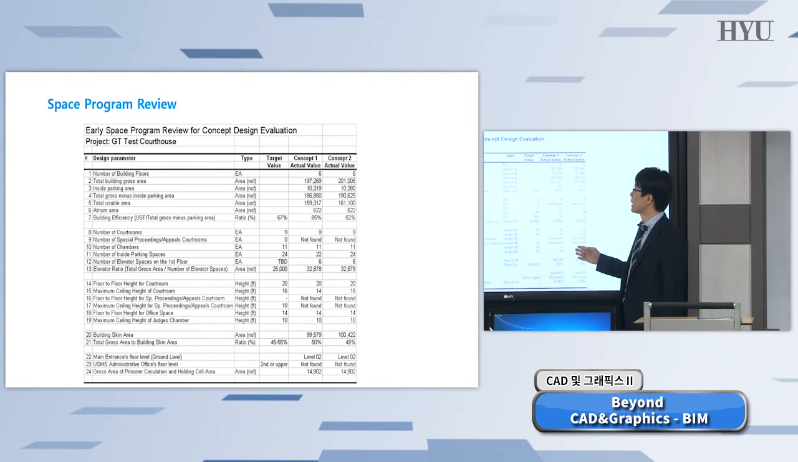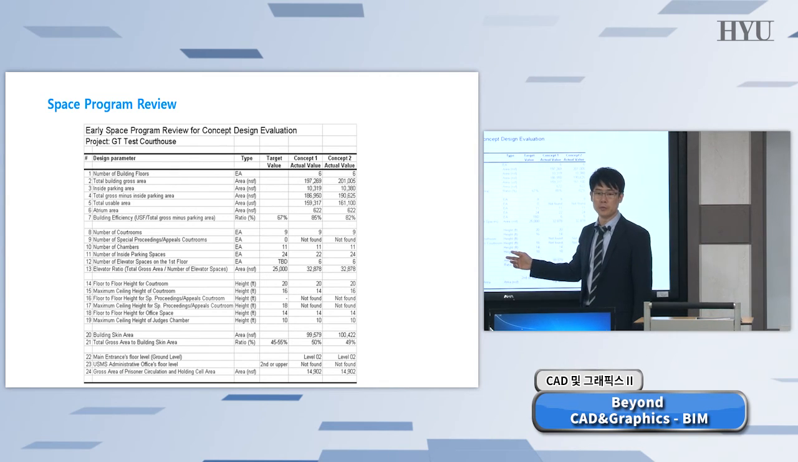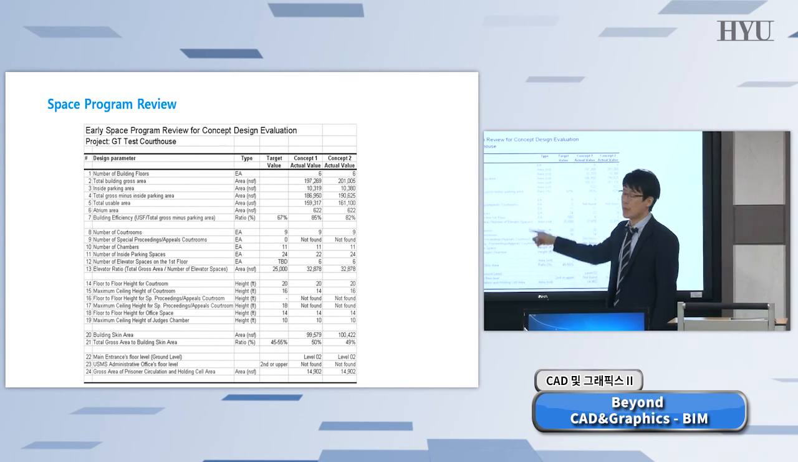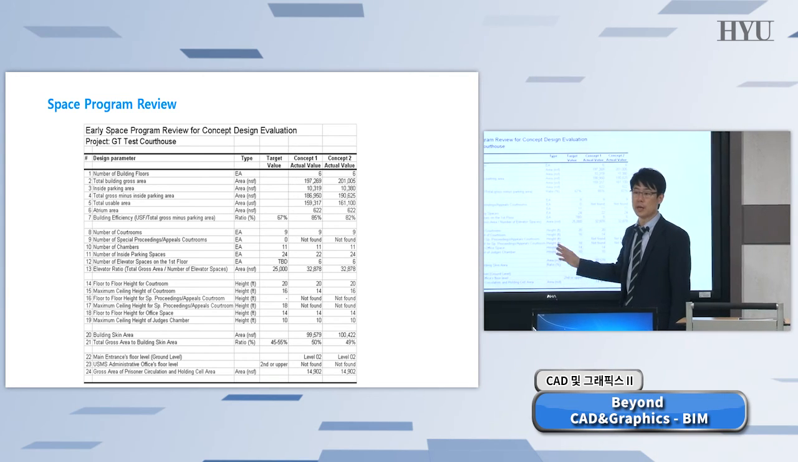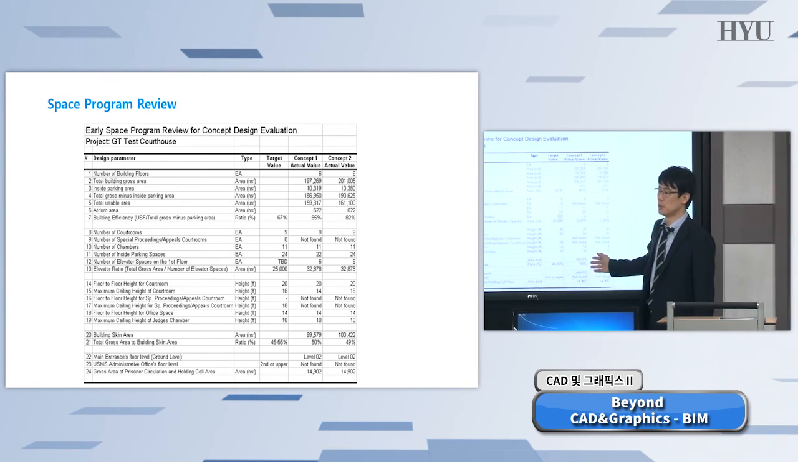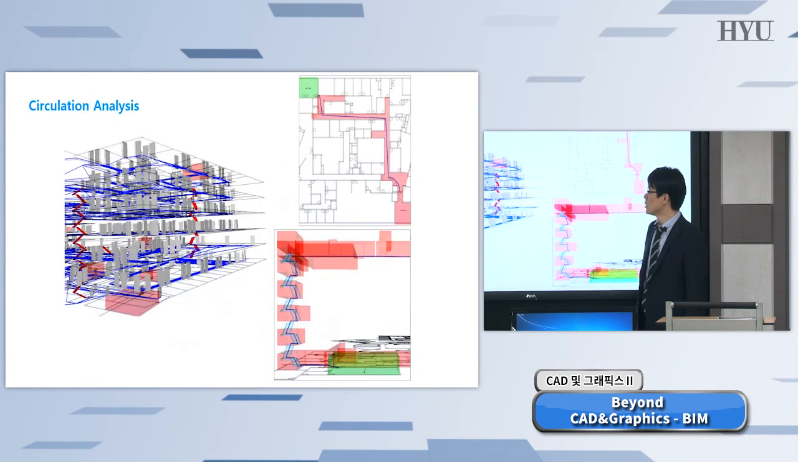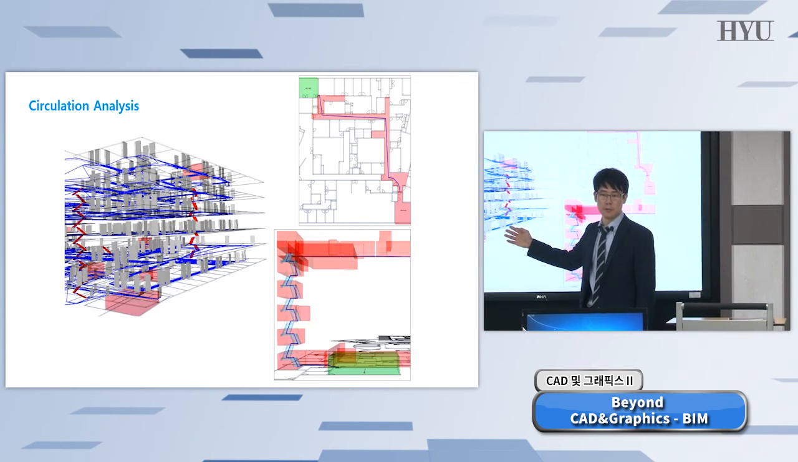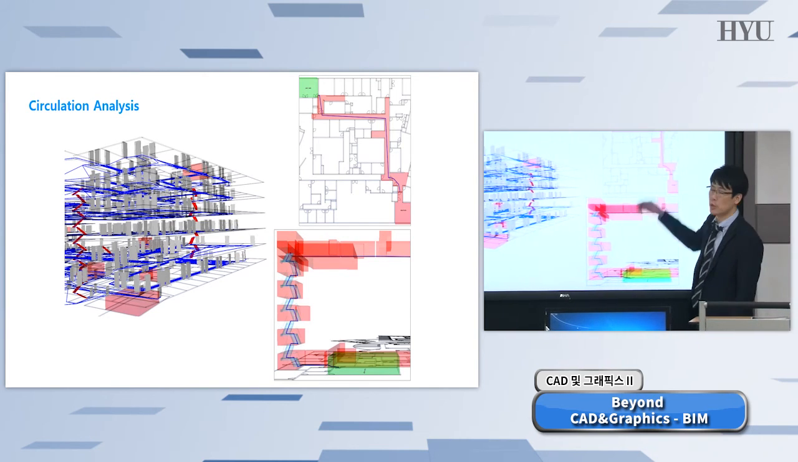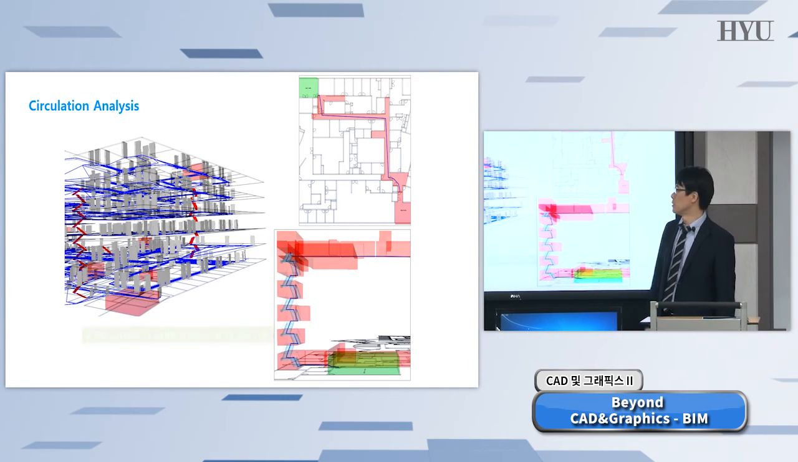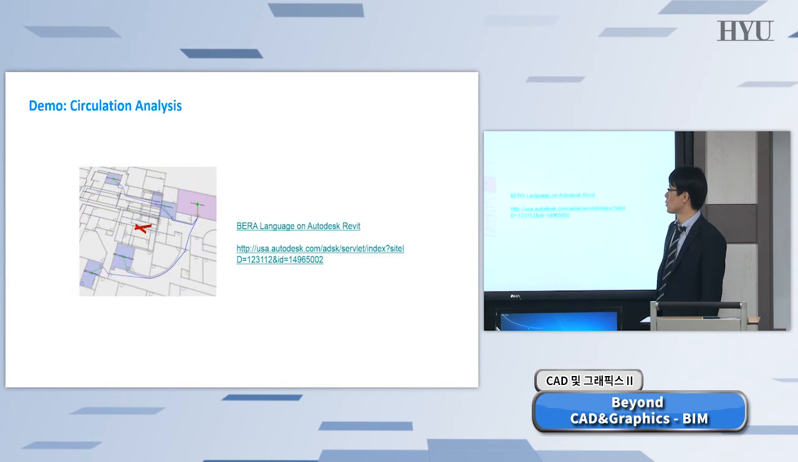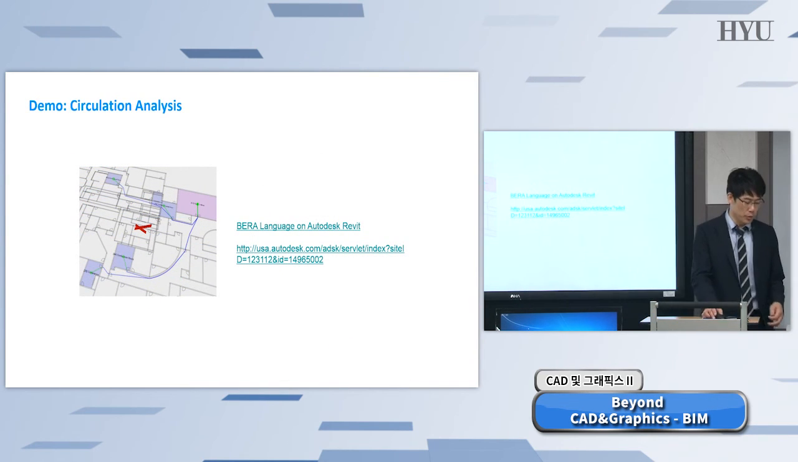Take a look at this Excel file. This one shows you the space program review information data set. This Excel file is auto-generated, okay, not a human-created Excel file. This is auto-generated from the BIM model. Area calculation, number of courtrooms, building efficiency, lots of information we need to know, auto-calculated and displayed, okay? For circulation analysis purposes, those graphs and circulation representations are all evaluated before construction, in the design phase, okay?